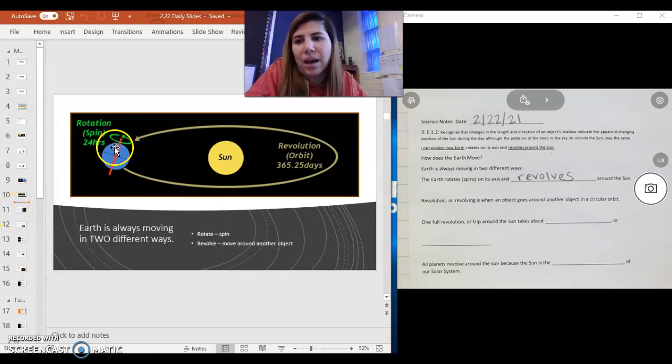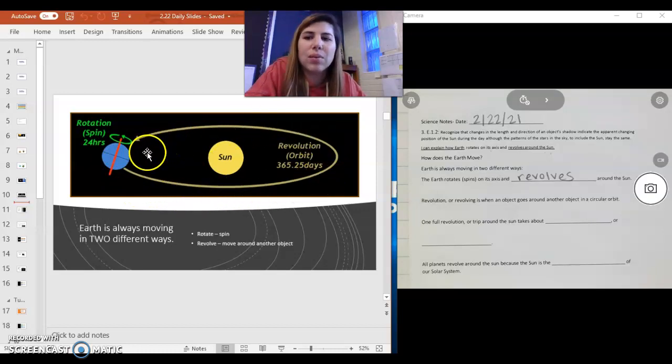If you remember from last time, one full rotation, spinning on its axis, is 24 hours. That's why we have day and night, right? As the Earth is spinning on its axis, the time that we're facing toward the Sun, we experience daytime. As we face away from the Sun, we experience nighttime. So one full rotation takes 24 hours. Now we're going to learn that one trip around the Sun in its orbit takes 365 days. In this case it says 365.25 days, which is true because technically it's a little bit more than 365 days for one full revolution.